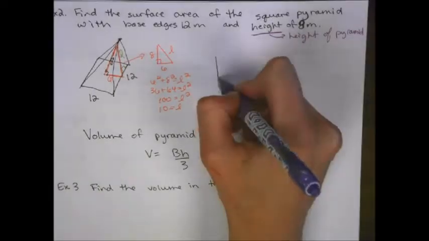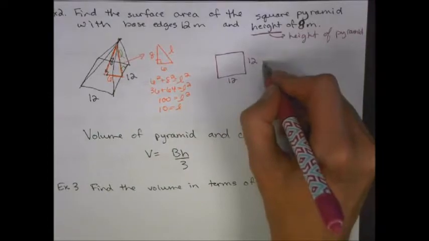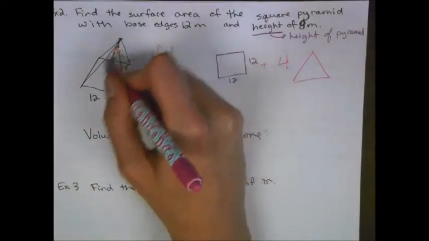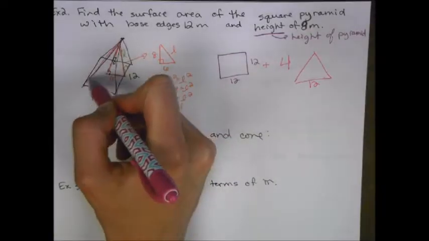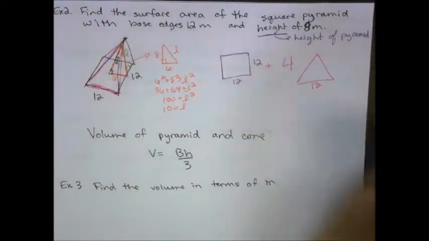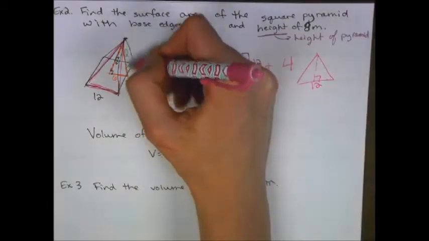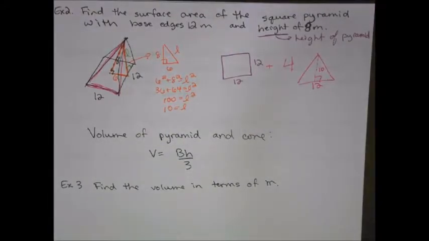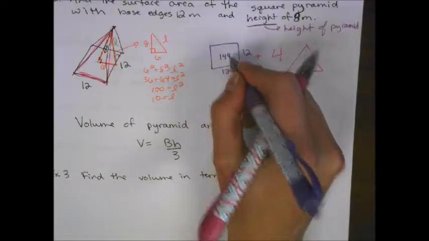So we have our square base, that's 12 by 12, plus our 4 lateral faces, our 4 triangles. The bottom dimension's 12, because we're looking at the full triangle. And then the height, we found that the height of the triangle is 10. Here I get 144.